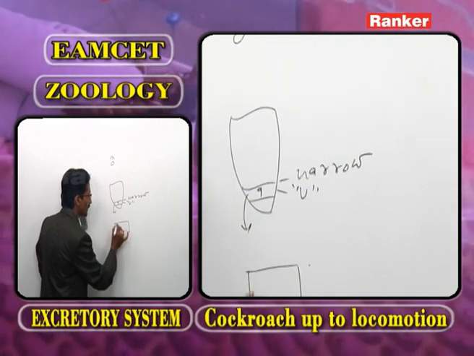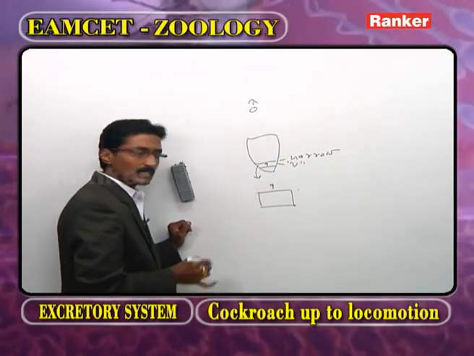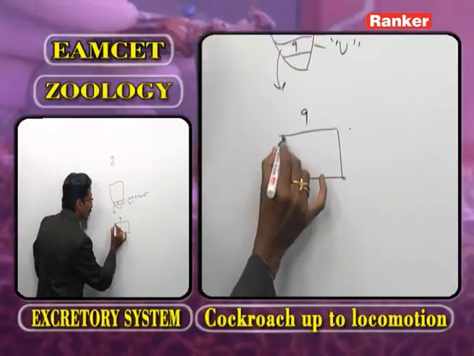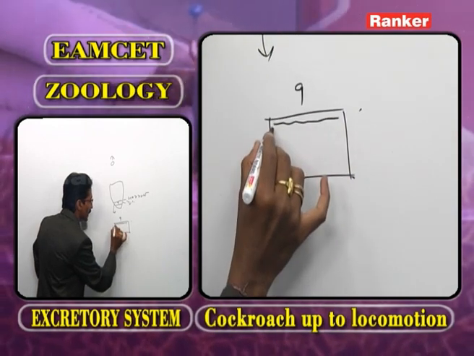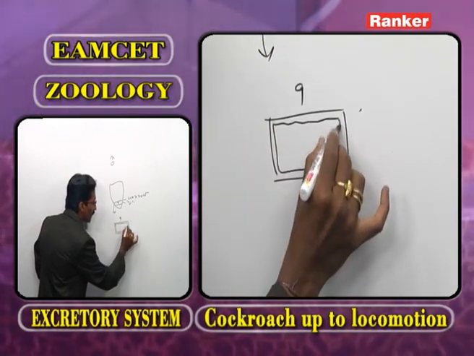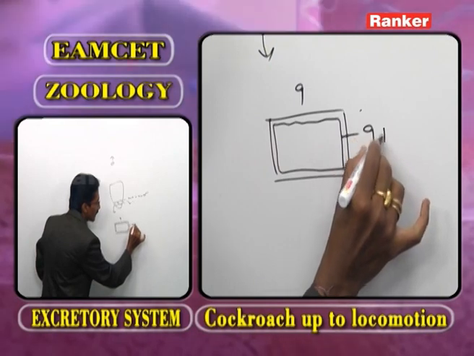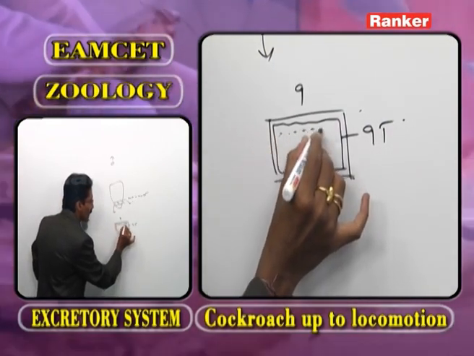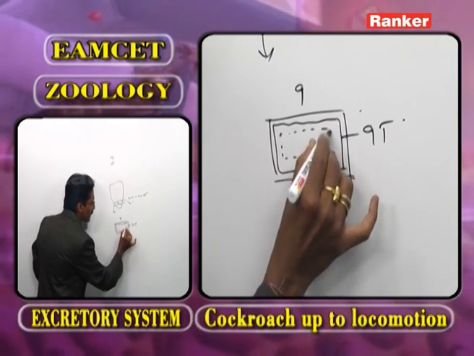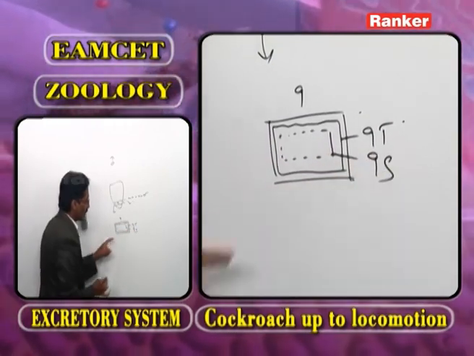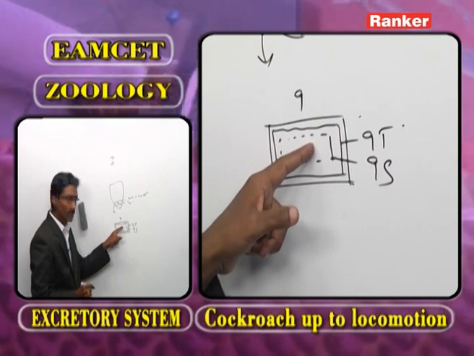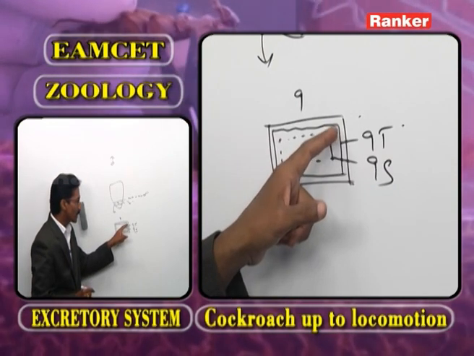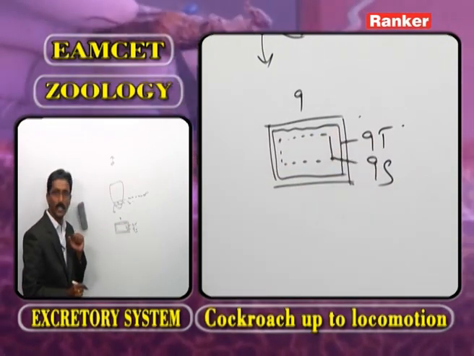This is the 9th segment. The 9th segment is dorsally covered by the 9th tergal plate. This is the 9th tergal plate. On the ventral side, what is present? The 9th sternal plate. The dots indicate the sternal plate. The dark line indicates the tergal plate.